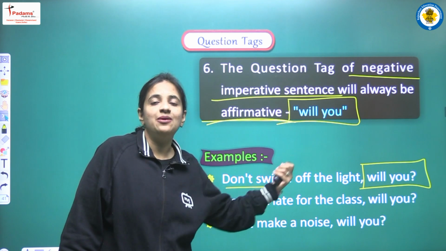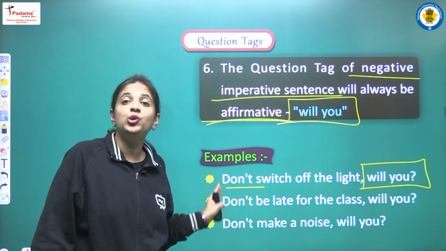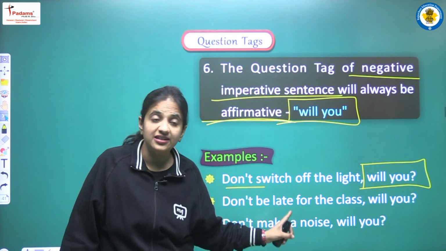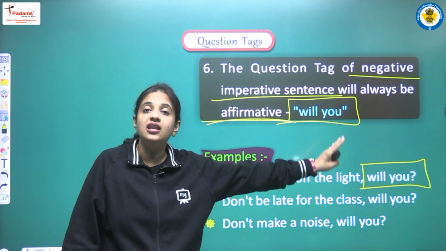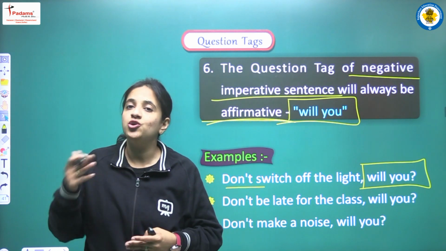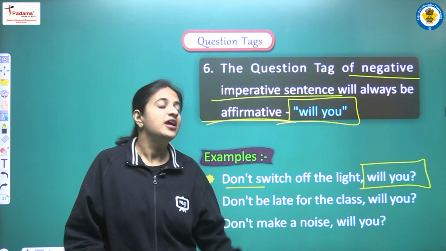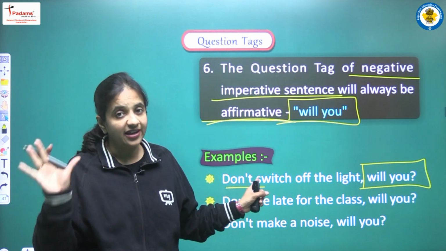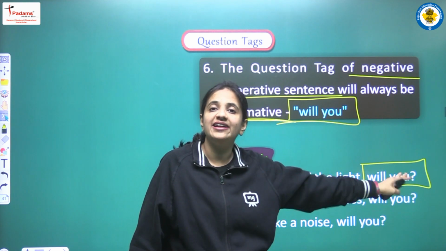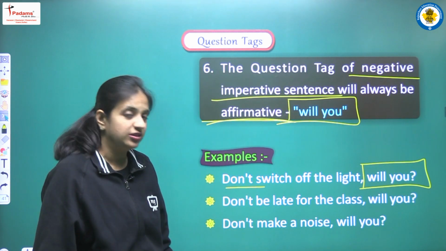This is not a tense example. This is not the present simple tense where you can say that we have do here. This is an imperative sentence: don't switch off the light. Because of that we have to use you as a pronoun, and we have to use will as the auxiliary verb. And because this is a negative imperative sentence, our question tag will be the positive one, that is will you. Next example, don't be late for the class.